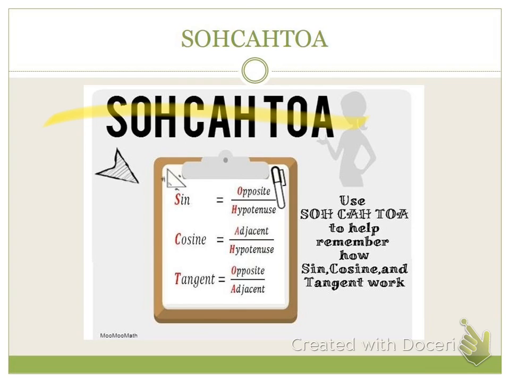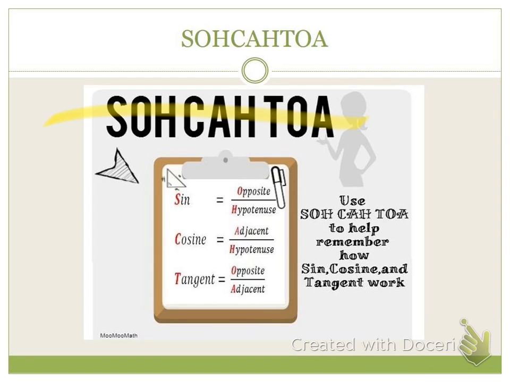You can see that S stands for sine, and within sine, it's opposite over hypotenuse. That's where the O and the H come from. Sine is opposite over hypotenuse. Cosine is adjacent over hypotenuse. So that's where the A and H come from. And then tangent, which we're learning today, is opposite over adjacent.